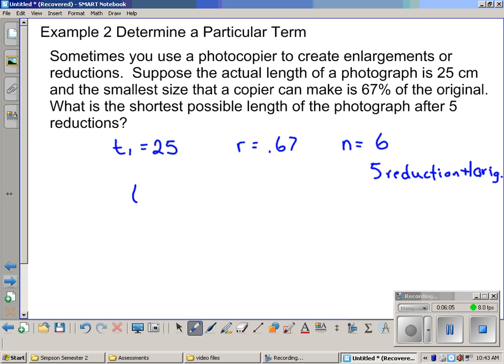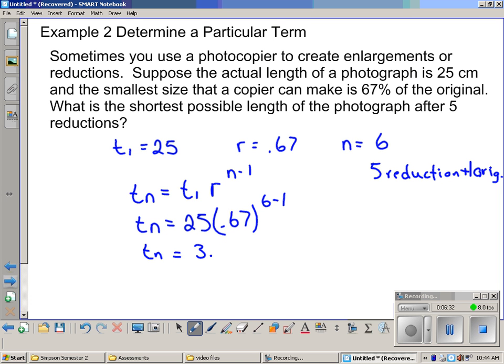So we can find the size then after those 5 reductions by substituting into the formula that Tn equals T1 times r to the n minus 1. So Tn is equal to 25 times 0.67 to the 6 minus 1. Plugging into our calculator, we find then that our Tn term is 3.4.